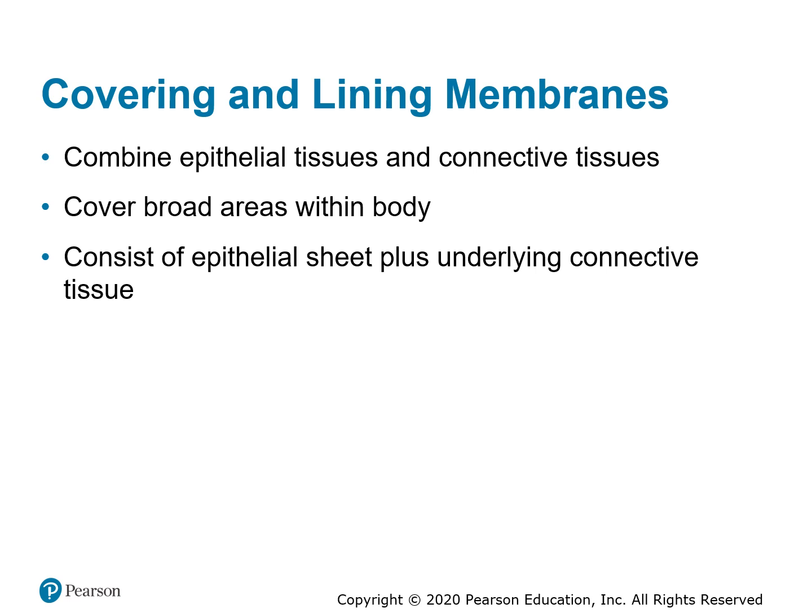So the membranes and linings of your body are made up of epithelial tissue and connective tissue. They're what we call a compound tissue. They cover areas broadly within the body, and they're usually an epithelial sheet and underlying connective tissue. There are 3 types of membranes that we talk about.